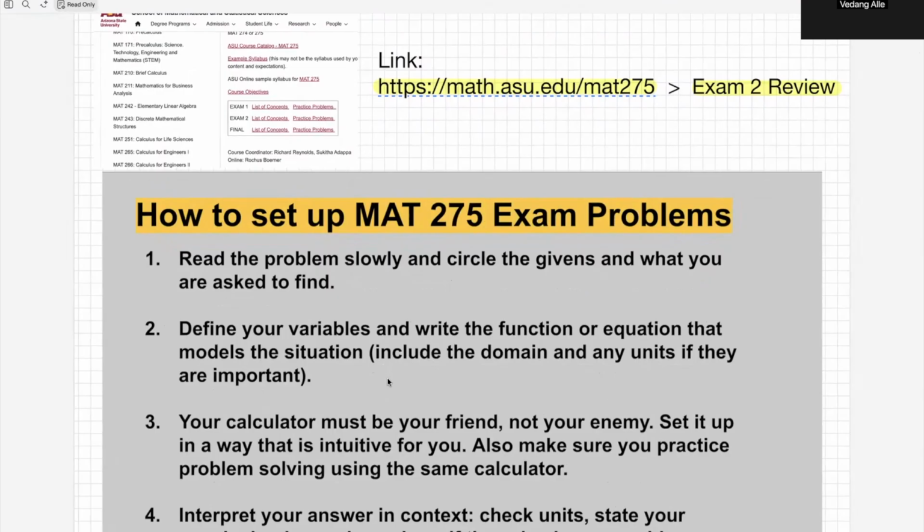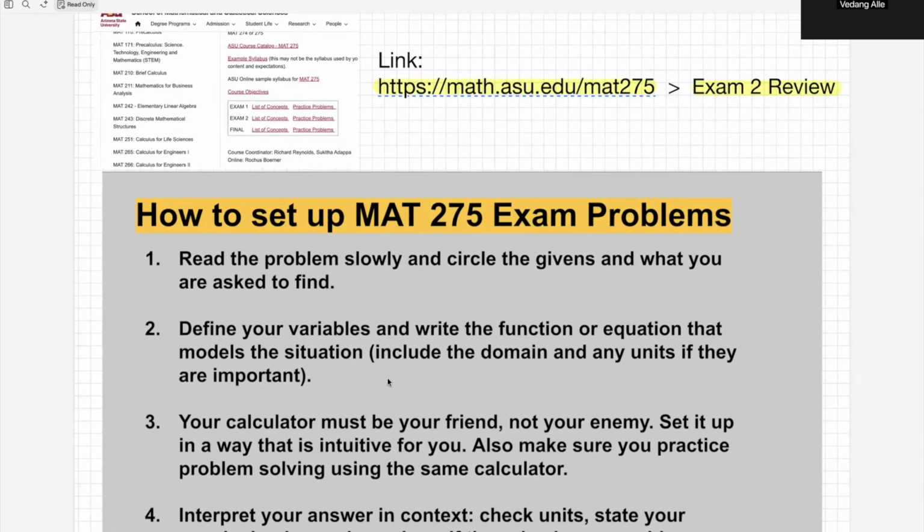I've seen many students underline the values and circle the givens. I myself rewrite the givens again so that I don't miss out on anything, or if there's a certain given or an initial condition that I didn't take note of, it helps me when I rewrite the givens. Number two is defining my variables and writing the function or equation that models the situation accurately.